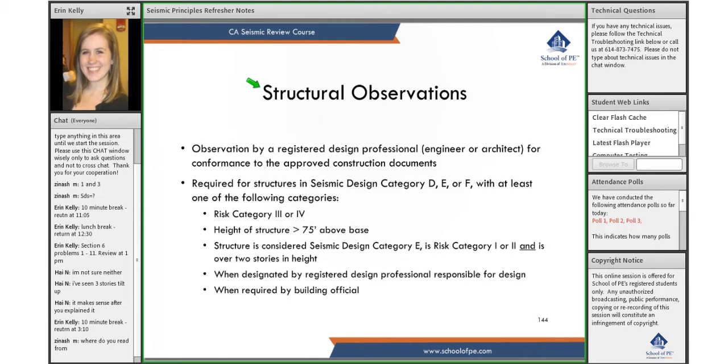Then the last type of inspection is a structural observation. This is something that you will do typically if you're designing a new building. This is an observation performed by the engineer or the architect for conformance to the approved construction document. So that's your CD set that you're submitting to the city.